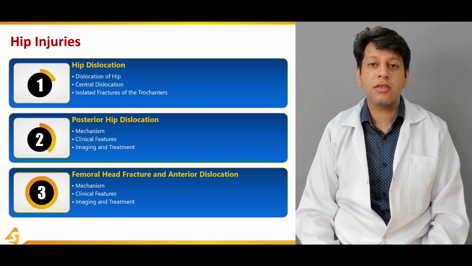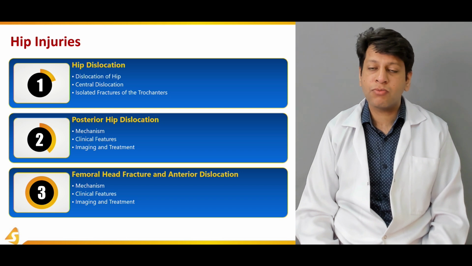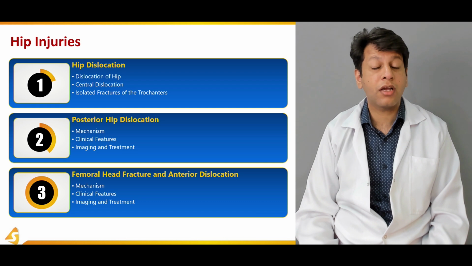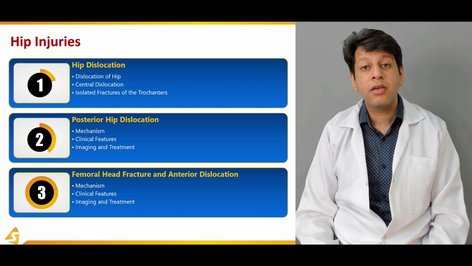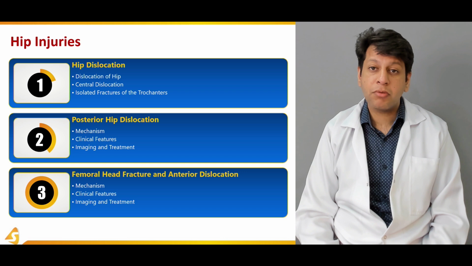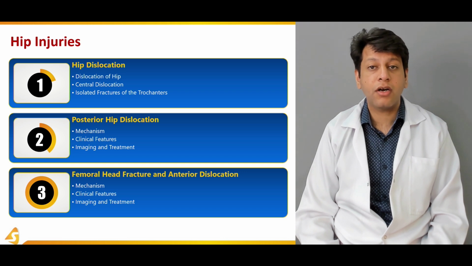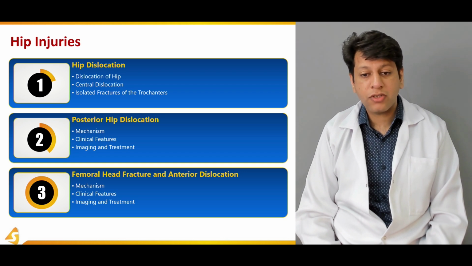In the third section, we will be going through the femoral head fractures and anterior dislocation. Usually, it can be a simple dislocation, which is a dislocation in isolation, or it could be a complex dislocation in which it may be associated with femoral head fractures or acetabular fractures as well.